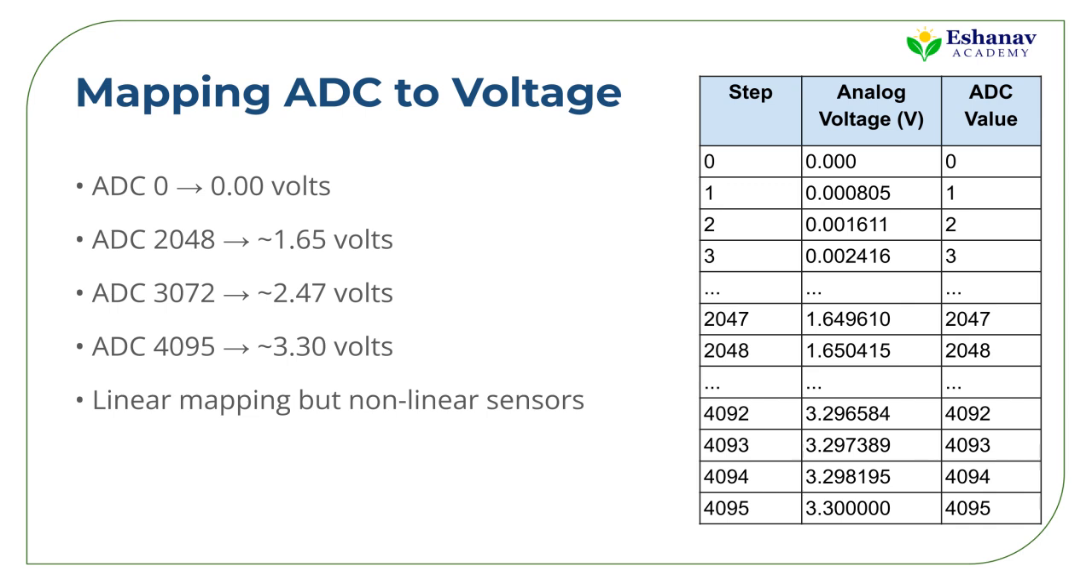Here's a quick table that illustrates how ADC values translate into voltages on the ESP32. Notice how a mid-scale reading directly corresponds to half the supply voltage. This mapping is crucial because whenever you print an ADC value, you should also convert it into volts for interpretation. Once in volts, applying a sensor-specific formula, like temperature scaling or light resistance curves, becomes straightforward.